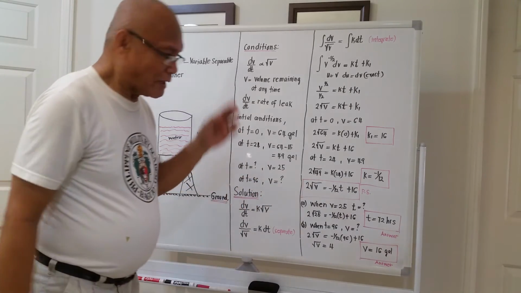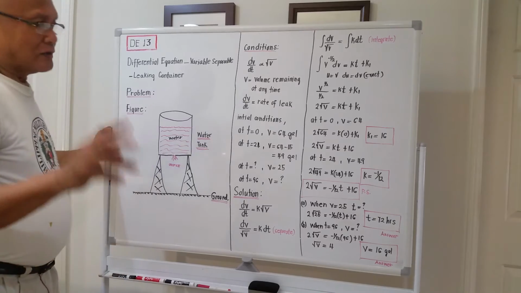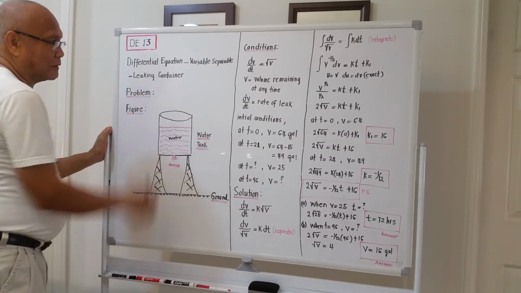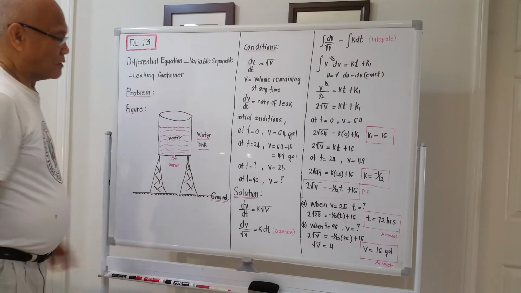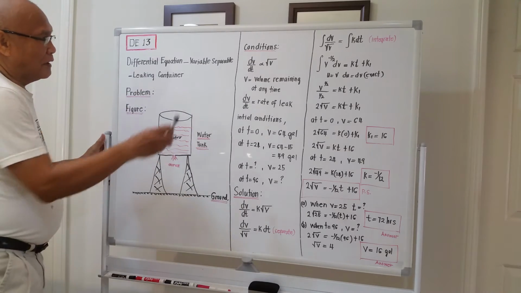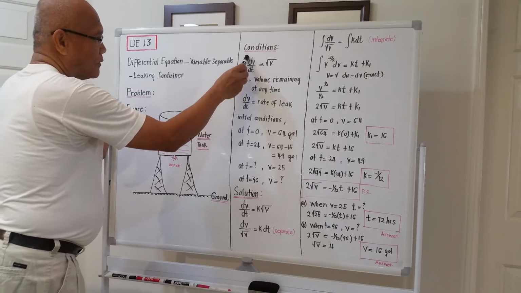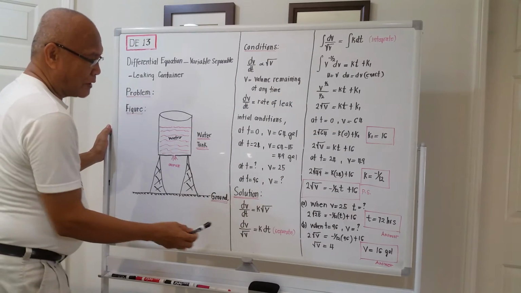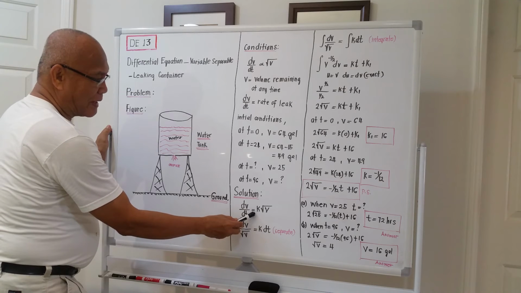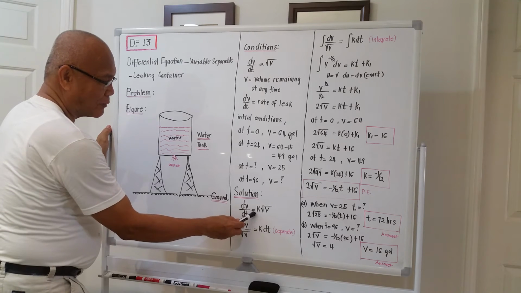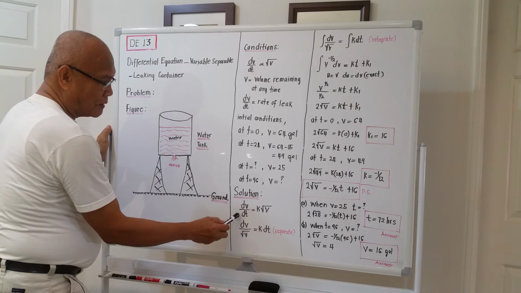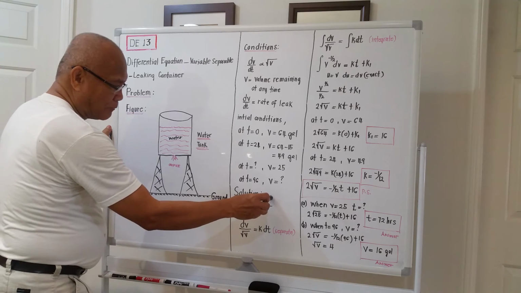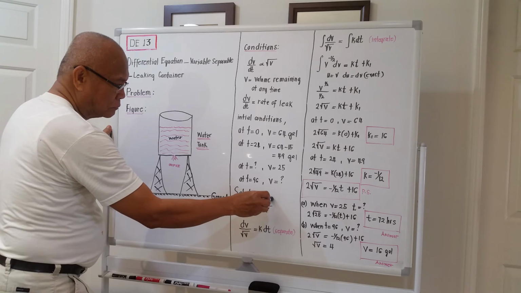Okay, let's try to bring out the solution. This falls under differential equation, variable separable, leaking container. The given condition is that the rate of leak is proportional to the square root of the volume. So if we bring out an equality sign, dV over dt equals a certain constant k times the square root of V, the square root of the volume.